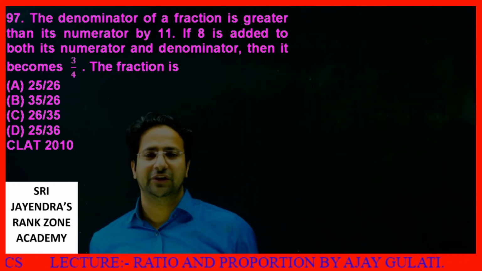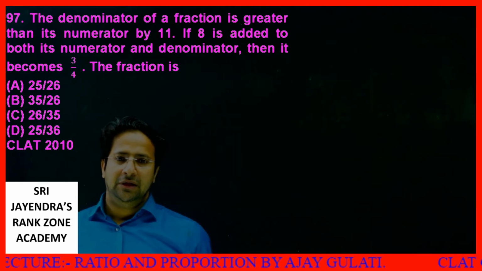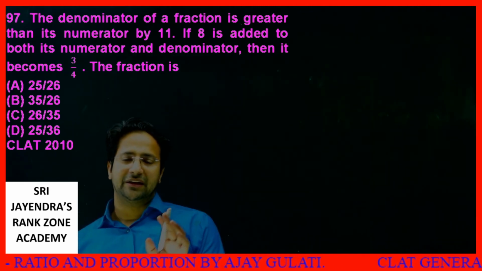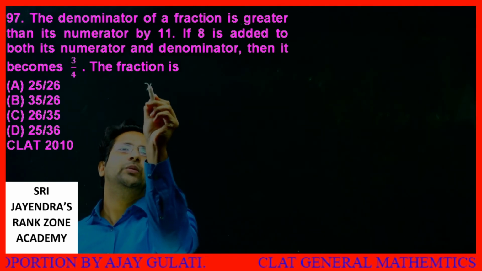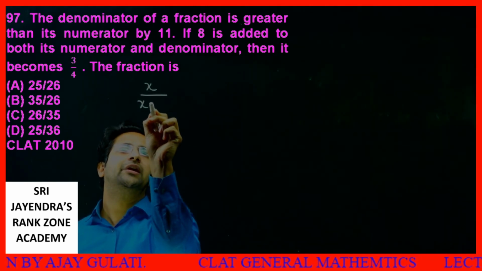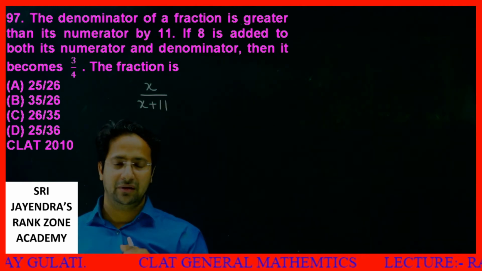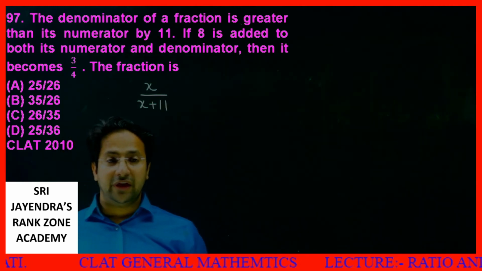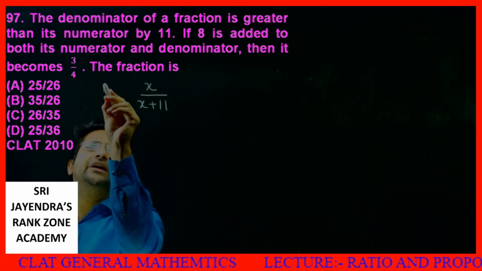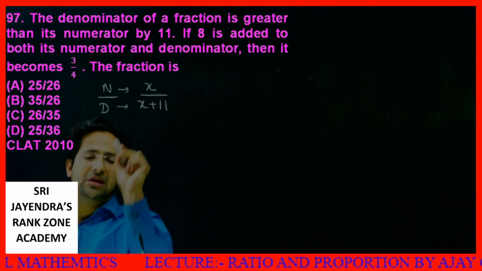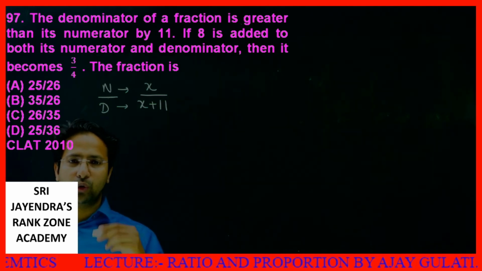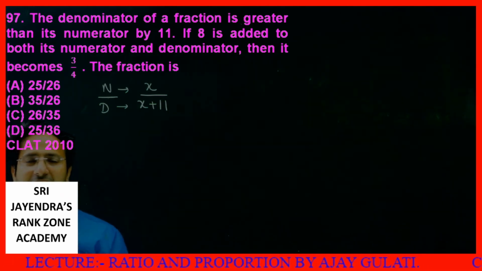So the next question, dear students. The denominator of a fraction is greater than its numerator by 11. Let's say a fraction is like, this is the numerator x. So what's the denominator? Denominator is x plus 11. If 8 is added to both the numerator and the denominator, then it becomes 3 by 4.